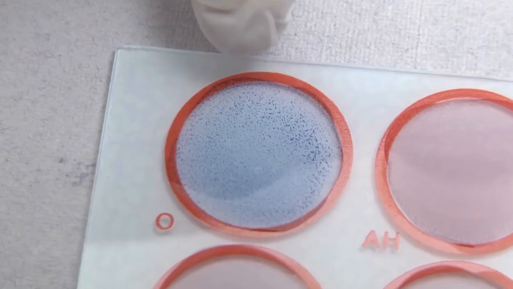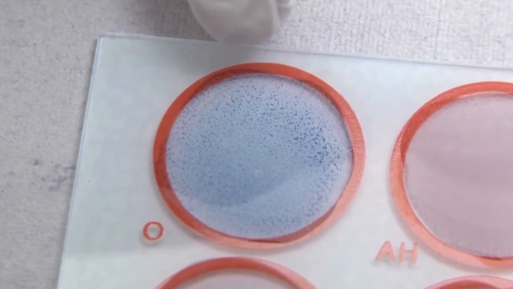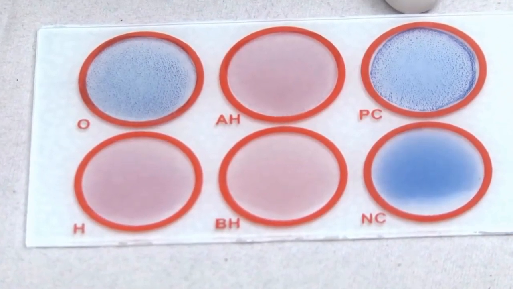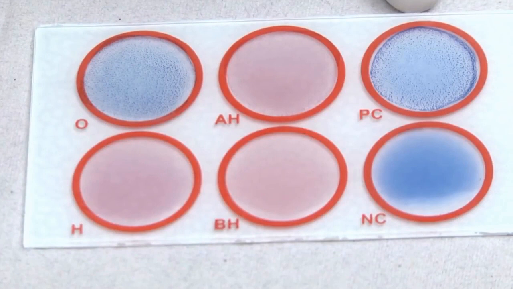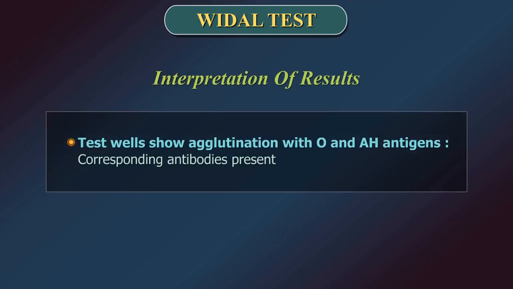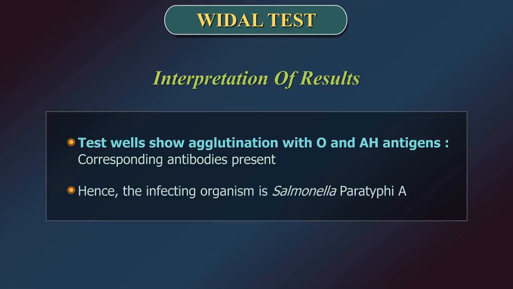Interpretation of results. Observe for agglutination or formation of clumps in the wells. Compare it with the positive control. Agglutination is a positive test result and indicates presence of the corresponding antibody in the patient's serum. Absence of agglutination is a negative test result and indicates that the corresponding antibody is not present in the patient's serum. As the test wells show agglutination with O and AH antigens, the corresponding antibodies, namely Salmonella paratyphi O and H antibodies, are present in the patient's serum. Hence, the infecting organism is Salmonella paratyphi A.